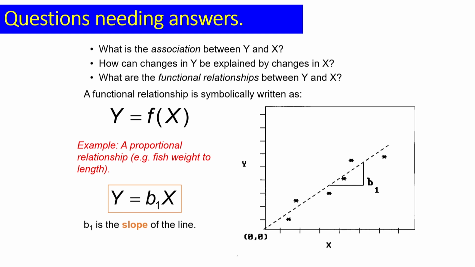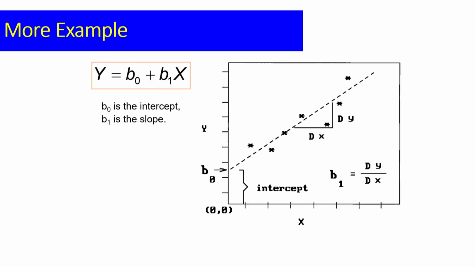That is y equal to b1x, where b1 is the slope of the line. Now you can also complicate it: you can always have a straight line with an intercept on the y axis, given by b0 here, and b1 is again the slope of the line. Therefore, the relationship becomes y equal to b0 plus b1 multiplied by x, where x is your independent variable and y is your dependent variable.